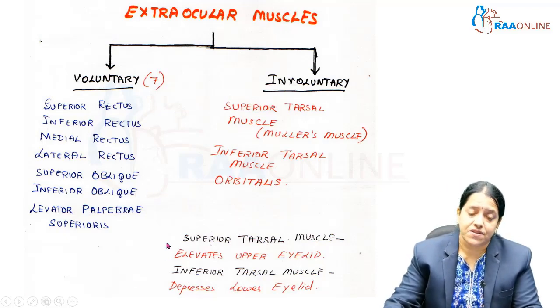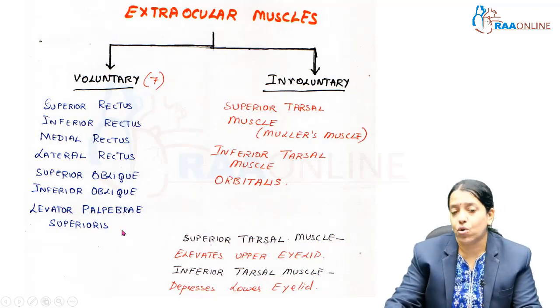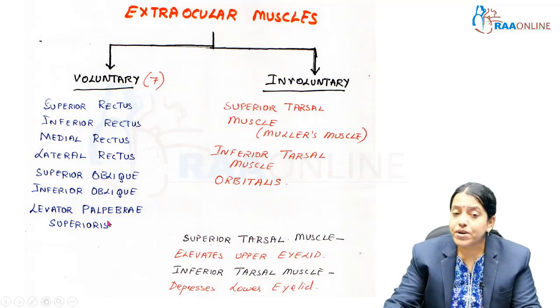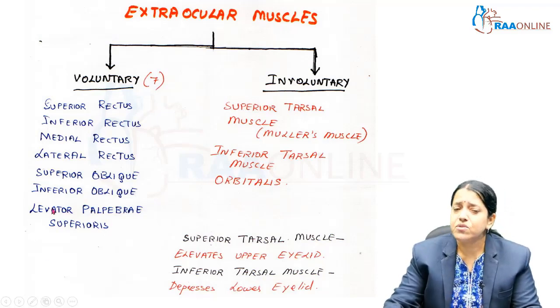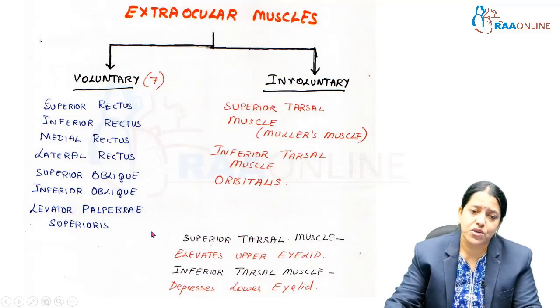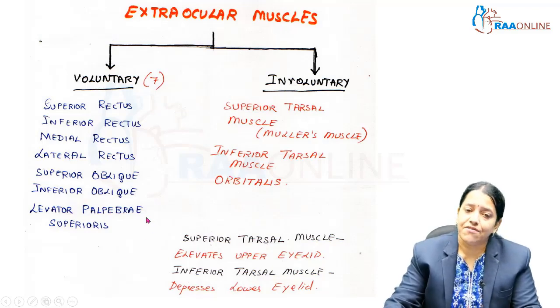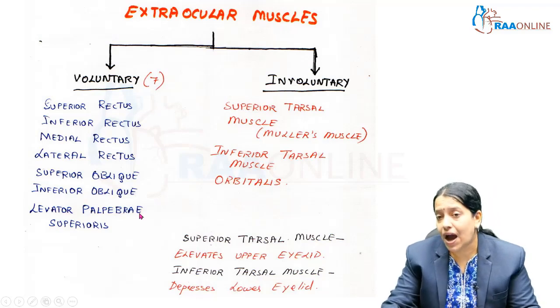Another voluntary muscle, which is not directly working for moving the eyeball or causing any movement of the eyeball, but has to be considered here because of its typical origin very close to the superior oblique, is the levator palpebrae superioris, and mainly it raises the upper eyelid.